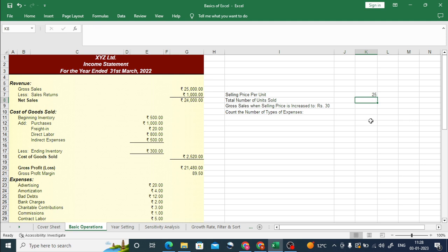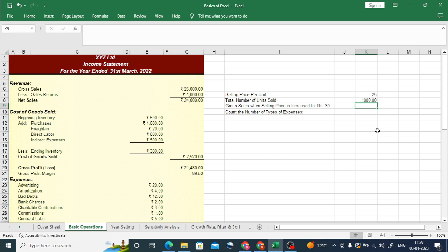So let's suppose you are being given that the selling price per unit is 25 rupees and you are being asked to calculate the total number of units sold. How you can calculate it? You can put is equal to sign. You can select the amount of gross sales that will be divided by the selling price per unit. Hit enter. You get 1000. So total number of units sold is 1000.